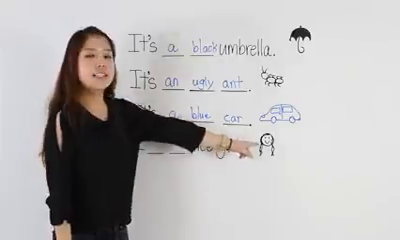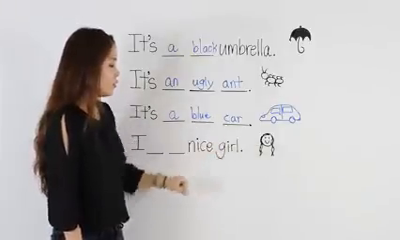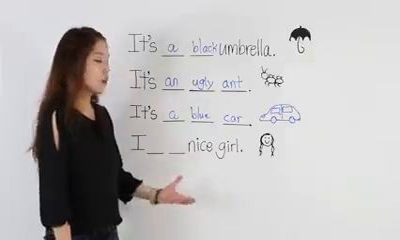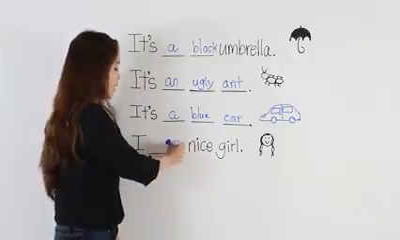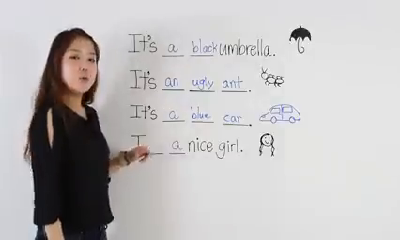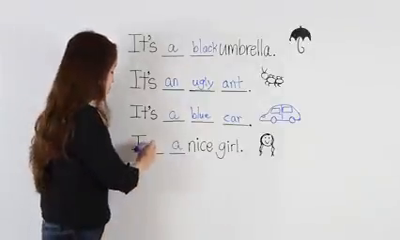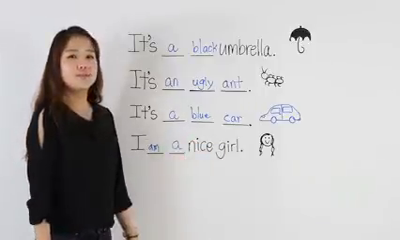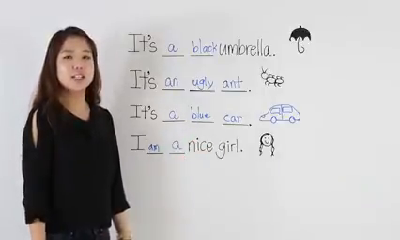Okay, and last, nice girl. That's me. We have the noun girl and the adjective nice. So we need the article. We're going to say a. Now we're missing one more thing. We need the be verb am. I am a nice girl. Okay, let's move on to the next part.